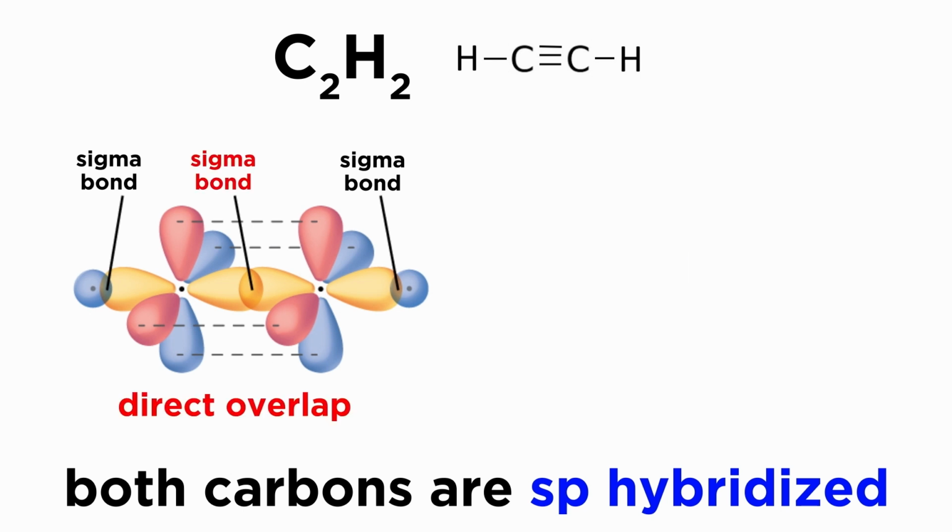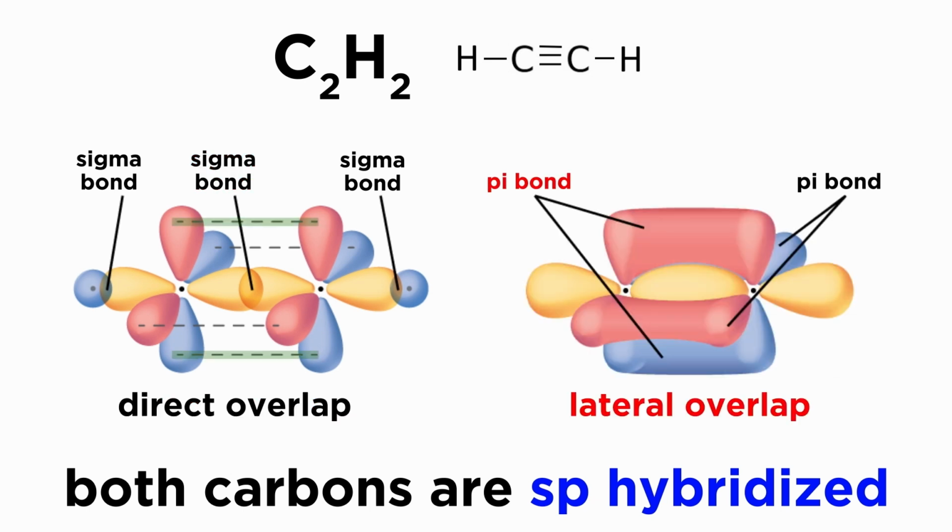Therefore, we get 1 sigma bond between the carbons due to direct overlap of the hybrid orbitals, 1 pi bond due to lateral overlap of these p orbitals, and then another pi bond due to lateral overlap of these other p orbitals, which results in this propeller-looking configuration. The 2 hydrogen atoms will form sigma bonds via the 2 remaining sp hybrid orbitals.